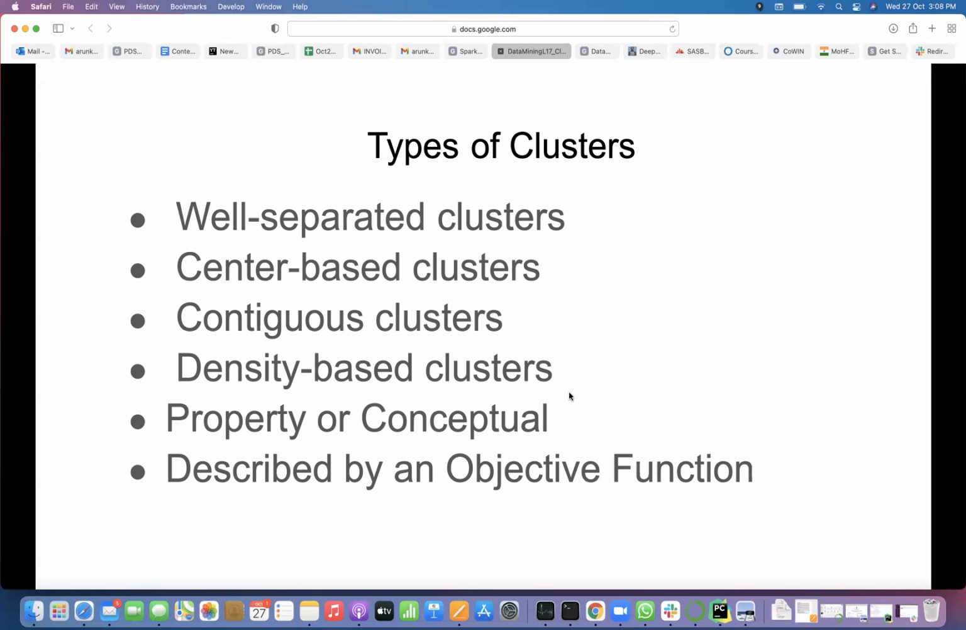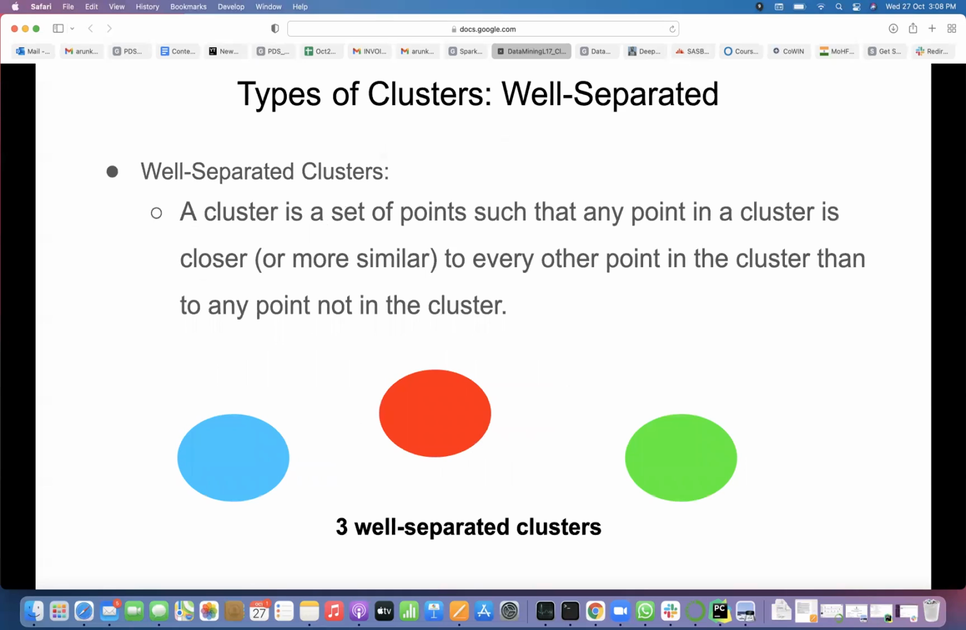Density-based clusters. We will go by density. So they should not be based on distance. This is based on density. We'll see examples for this also. Property or conceptual clusters are described by an objective function. We'll see examples for each one of these things.